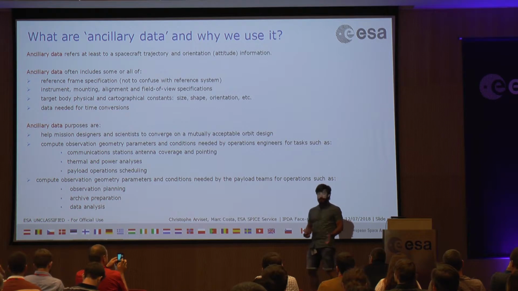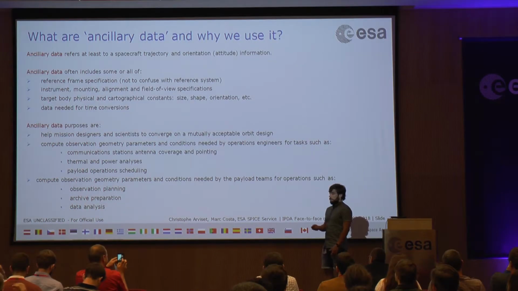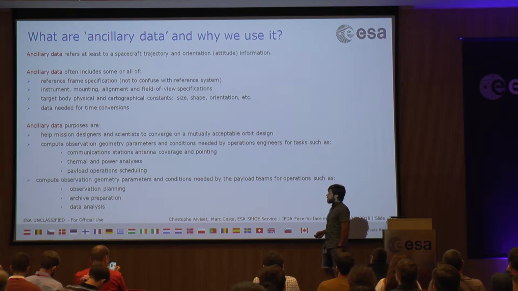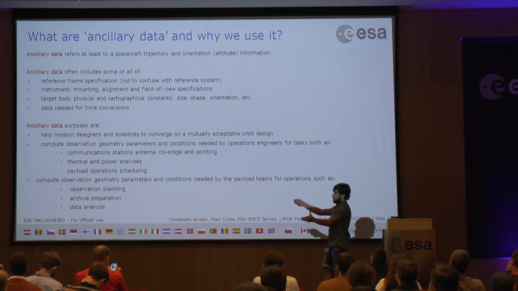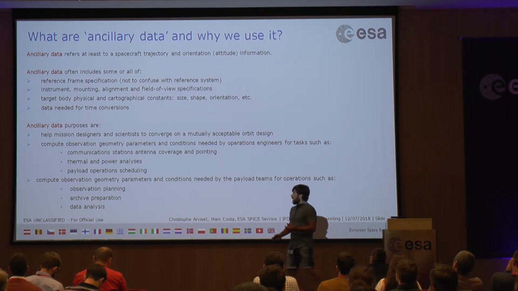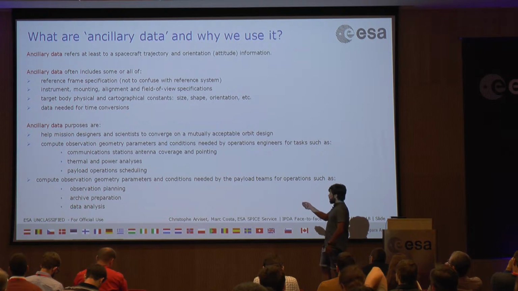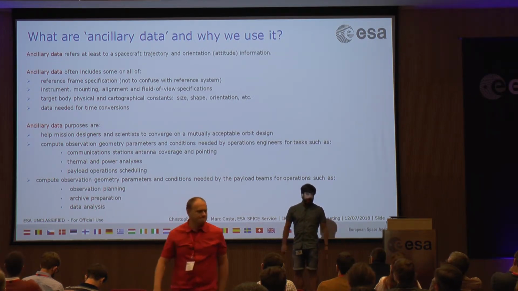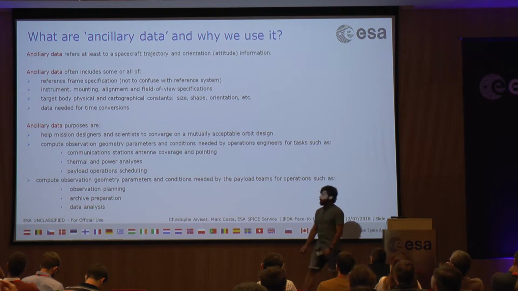Now, the purpose of ancillary data is basically to help mission designers and scientists converge on a mutually acceptable orbit design, to compute the geometry of observations, and the conditions needed by operations engineers to do tasks such as communications, antenna coverage and pointing, thermal and power analysis, payload operation scheduling, and then also to compute the observation geometry and the conditions needed by the payload teams to do observation planning, archive preparation, data analysis, everything. Right? So we need ancillary data for everything in space missions.